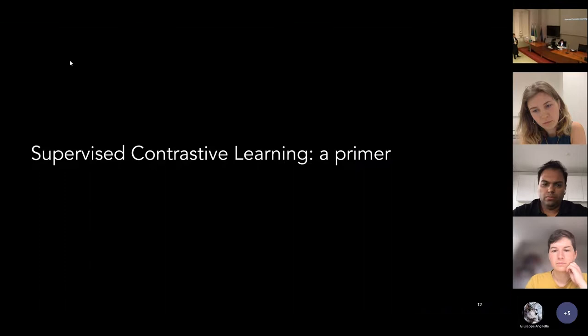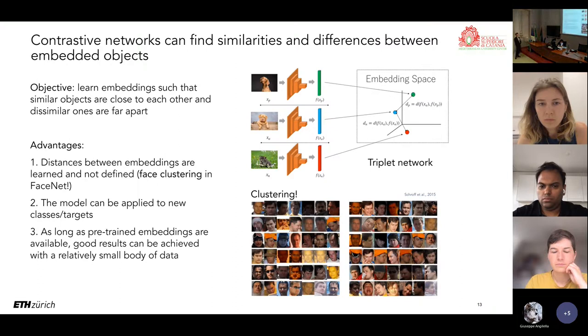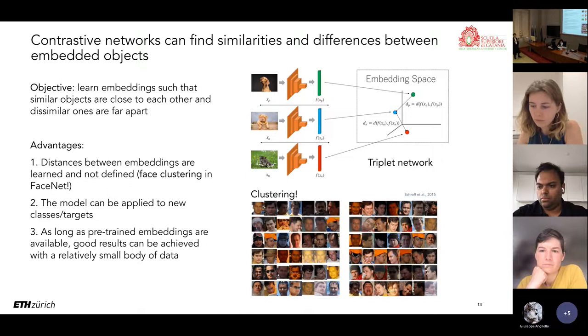Going on, I would like to give some introduction to supervised triplet learning, and how it may help to approach a solution to the above-mentioned problems. Triplet networks can find similarities and differences between embedded objects. So their objective is to learn embeddings so that similar objects are clustered together and pushed far apart from objects that have a different label, such as, for example, the triplet network by Schroff et al. We can cluster any kind of objects, such as images of dogs, and push their embeddings further apart from an object which is differently labeled.